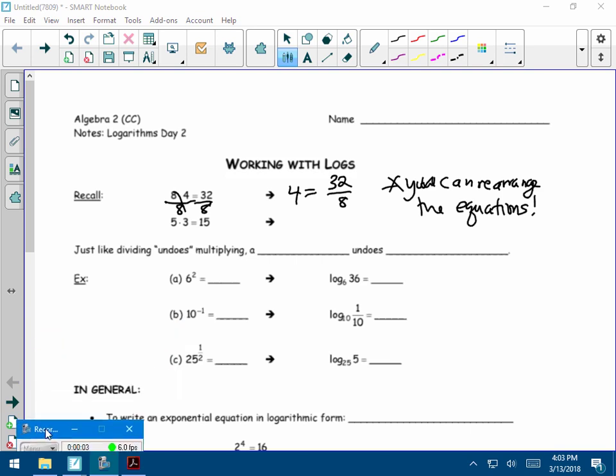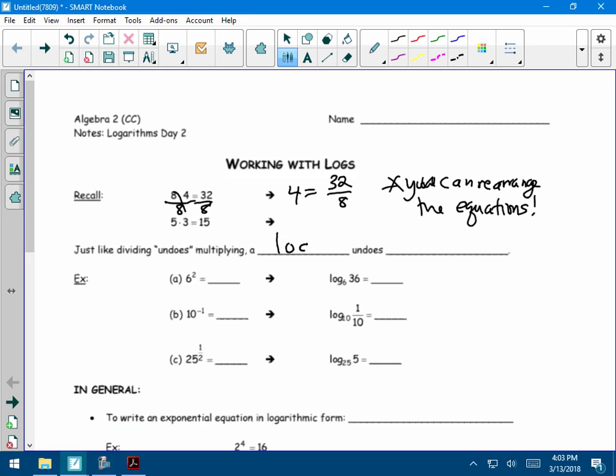All right, hi guys. Here's the quick overview of the day 2 log notes. So yesterday we talked about the fact that just like dividing undoes multiplying, a log undoes an exponent, or undoes exponentiating, which is going to be a term that we talk about.